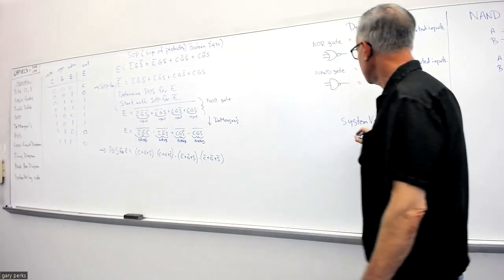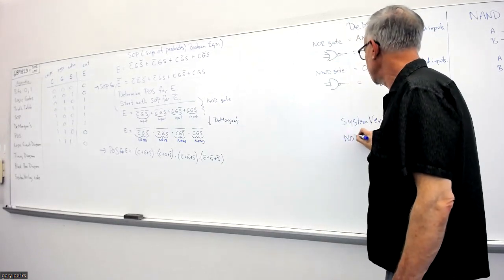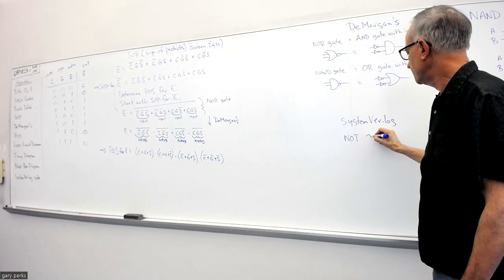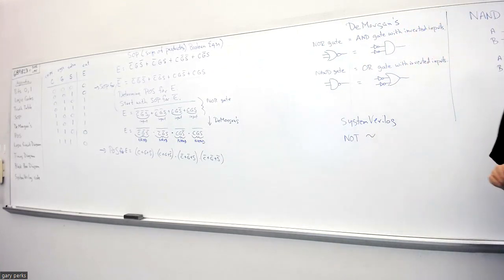In SystemVerilog, not is the tilde. Tilde is the key to the left of the 1 key, and you have to press shift because it's the upper symbol on that key.